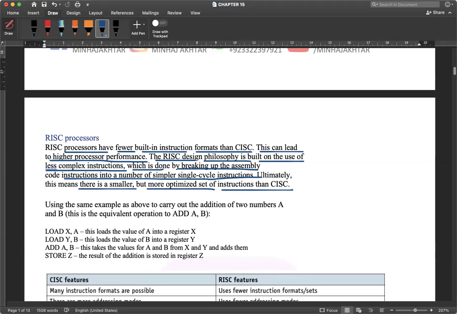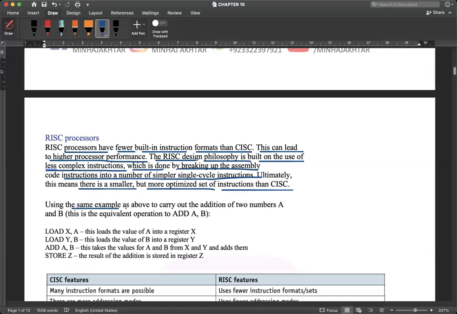So which one is faster? Of course, I guess it's going to be the CISC since it's going to be more optimized. RISC. Or will it? RISC, because they break the assembly code instructions into small single instructions, and that makes it faster. Now let's see an example.